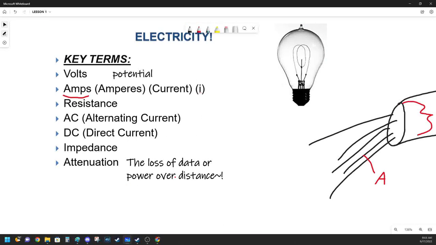The loss of data or power over distance. It could be for huge networks, but it could also be a very basic situation, right? Like, has anybody ever tried to use a 200 foot long extension cord? Or a 300 or 400 foot long extension cord? It just gets really hot and nothing comes out the other side. Yeah, it'll get hot, and depending on what you're trying to power, if it's a light, you might get away with it, but if you're trying to power an AC unit, that's not happening, right?